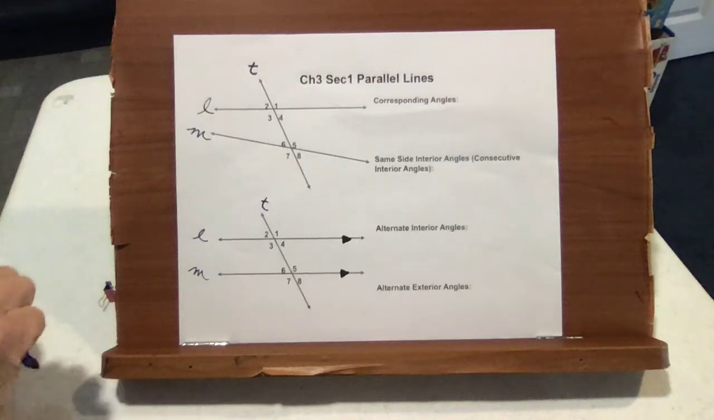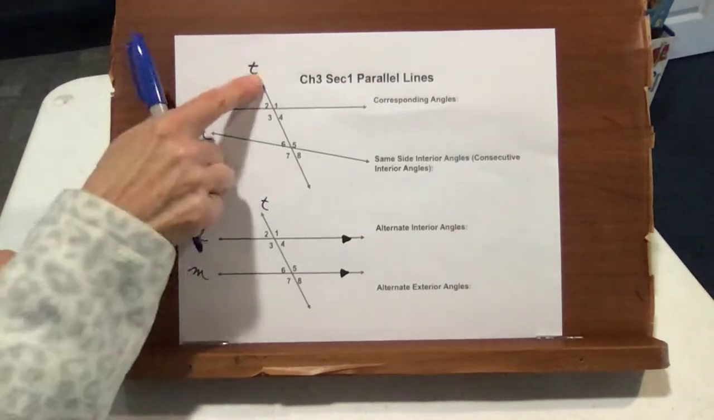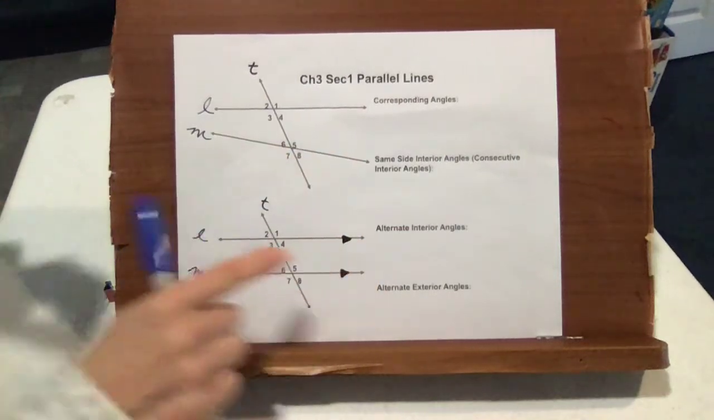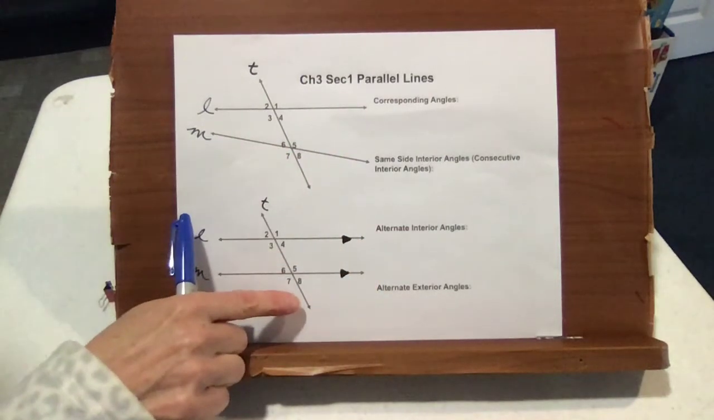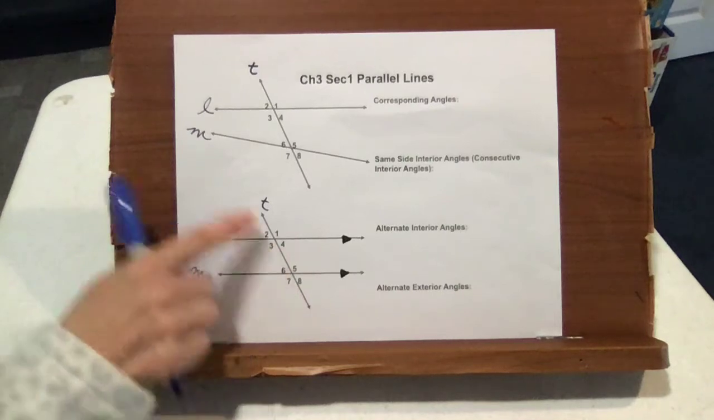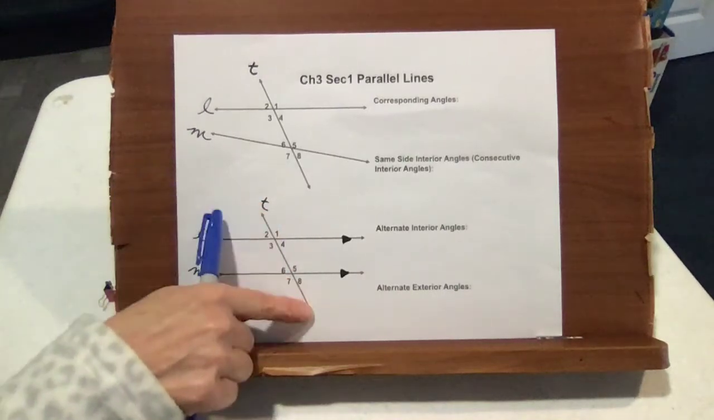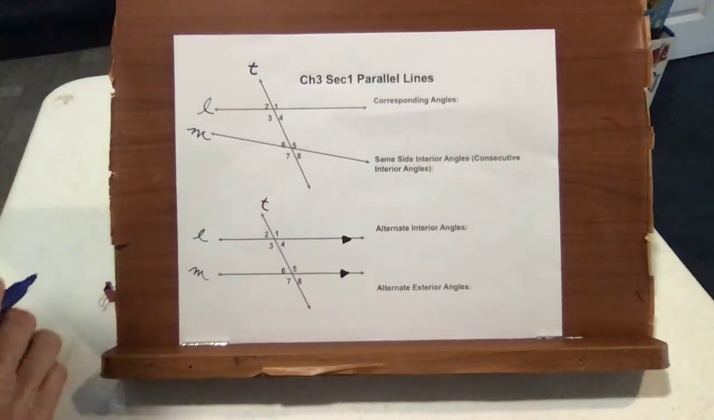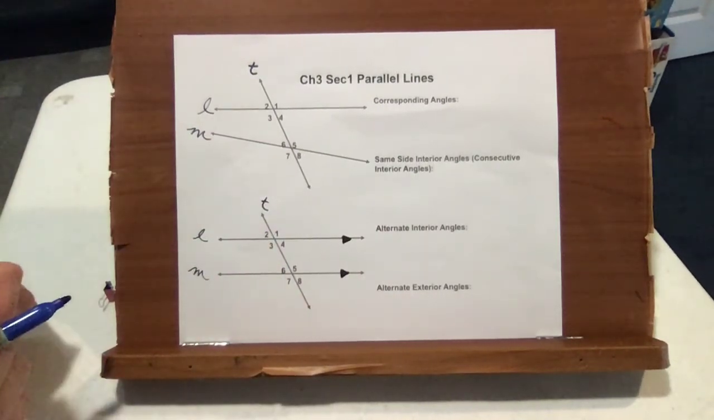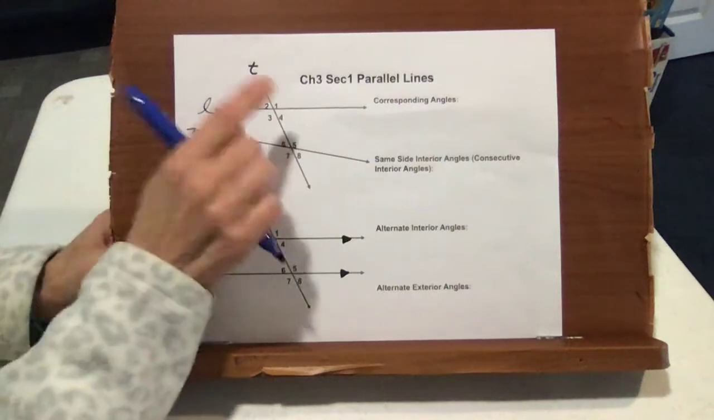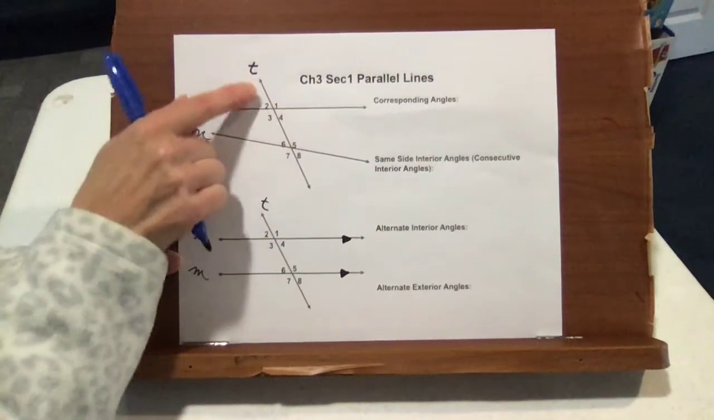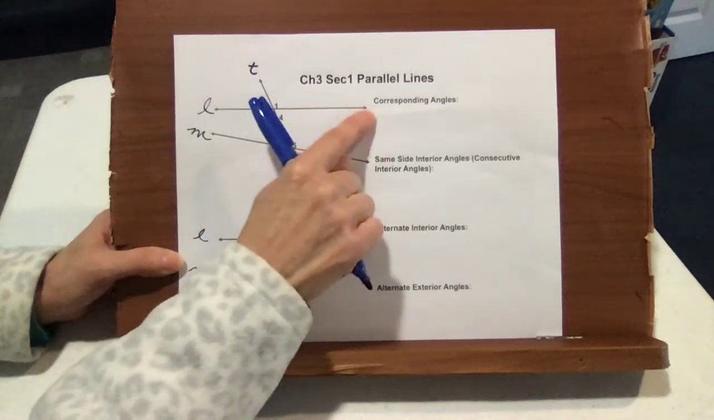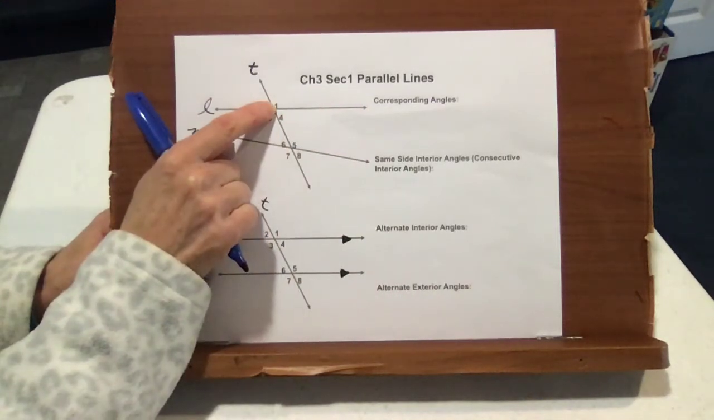These are based on the position of the angles that are formed by the transversal and the lines that it intersects. But there's a unique relationship between these angles when the transversal intersects parallel lines. But right now we're just going to focus on the position of these angles. So corresponding angles are angles that correspond to each other. So if we have this transversal intersecting line L, we have an angle 1 here.